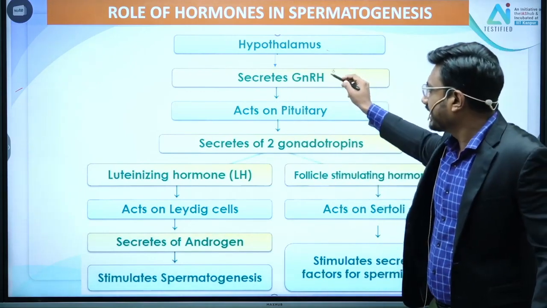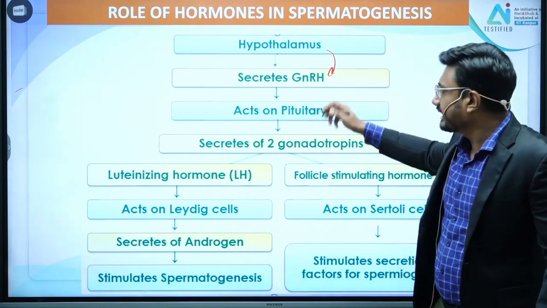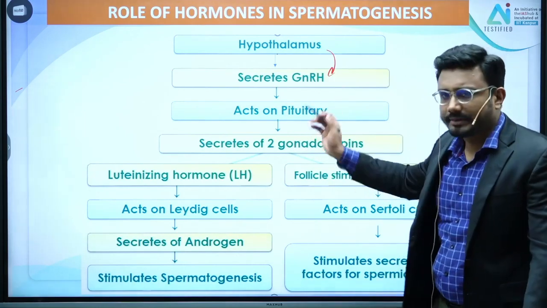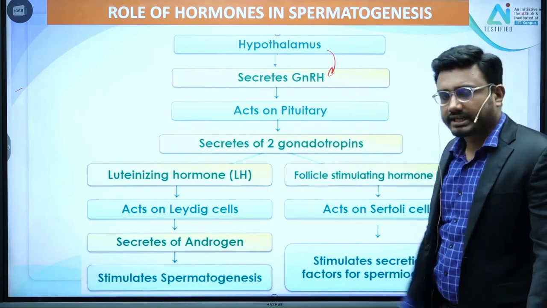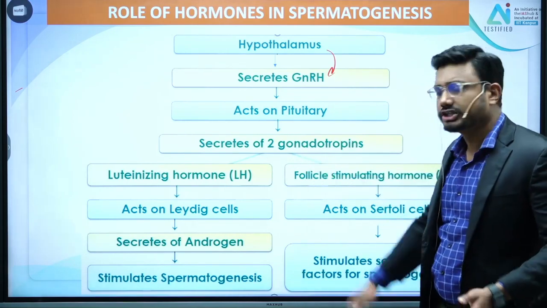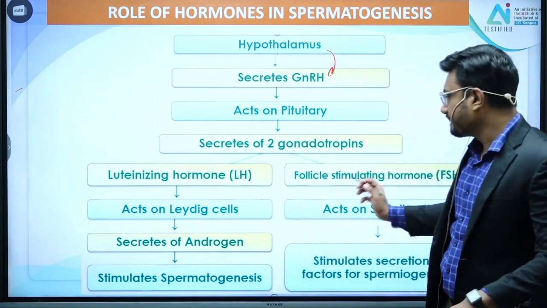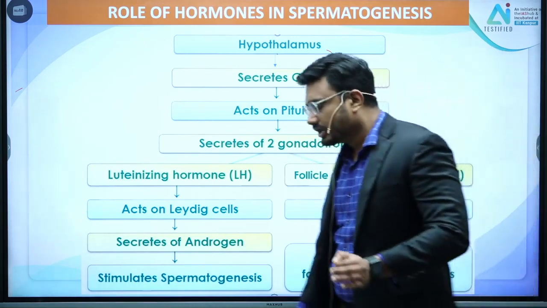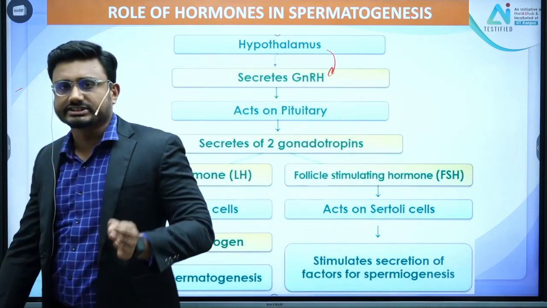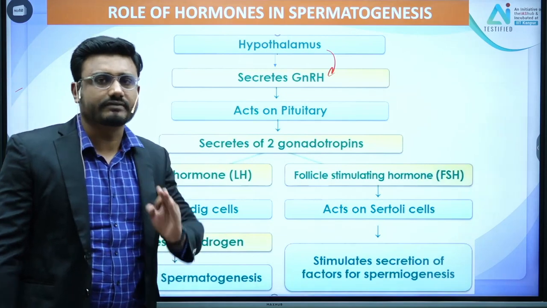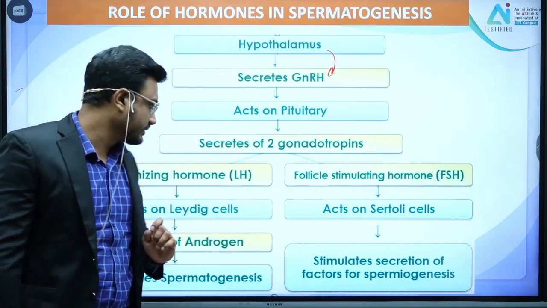The hypothalamus secretes the gonadotropin releasing hormone, which acts on the pituitary gland. The pituitary gland then secretes the two gonadotropins, that is the luteinizing hormone and the follicle stimulating hormone. The role of both these hormones is very important in this chapter, and a short question from the role of hormones can come in the exam.